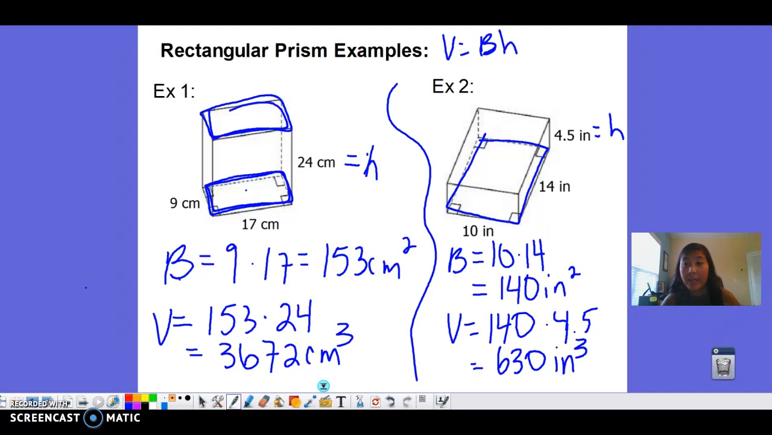All right, so if you did what I asked you to, here's the work for example number 2. I found the area of this base right here, and our measurements were 10 by 14. I multiplied 10 by 14 to get the area of our base, the big B, which I got 140 inches squared. Then I multiplied the 140 inches squared by our height, which is the 4.5, because that's going from the base to the base. I multiplied that by 4.5 and I got 630 inches cubed.